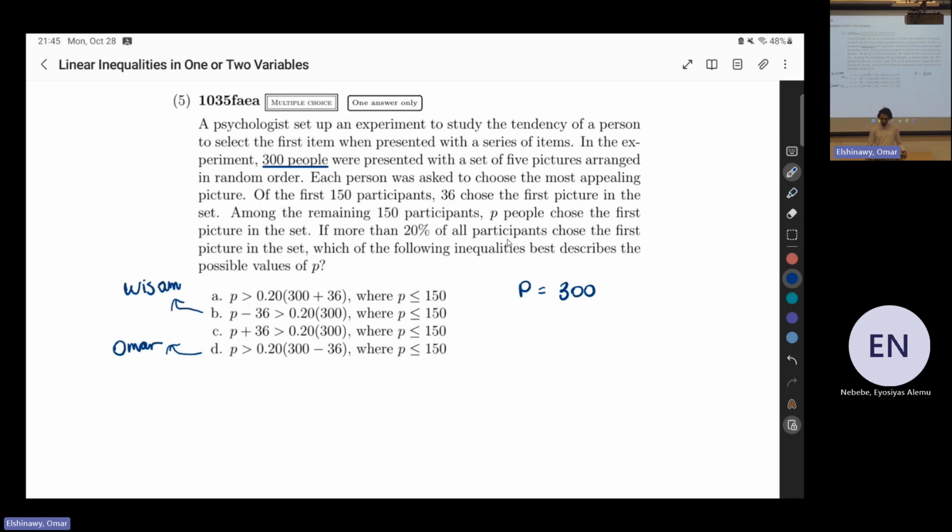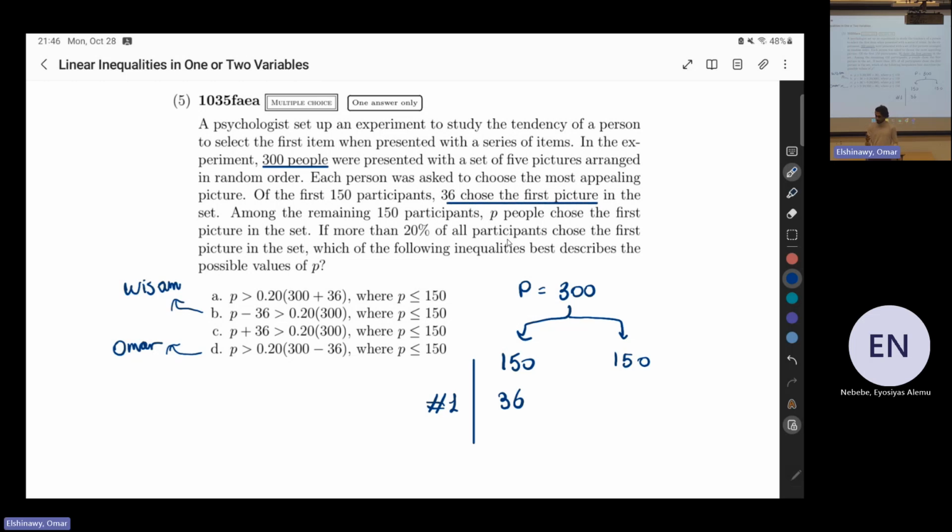So, out of these 300 people, they're divided into 2 groups. You have a group of 150 people and another group of 150 people. 36 of the 150 did choose the first picture. So I'll make something like an index here to count the people who chose the first picture. So in the first group, 36 people chose the first picture.